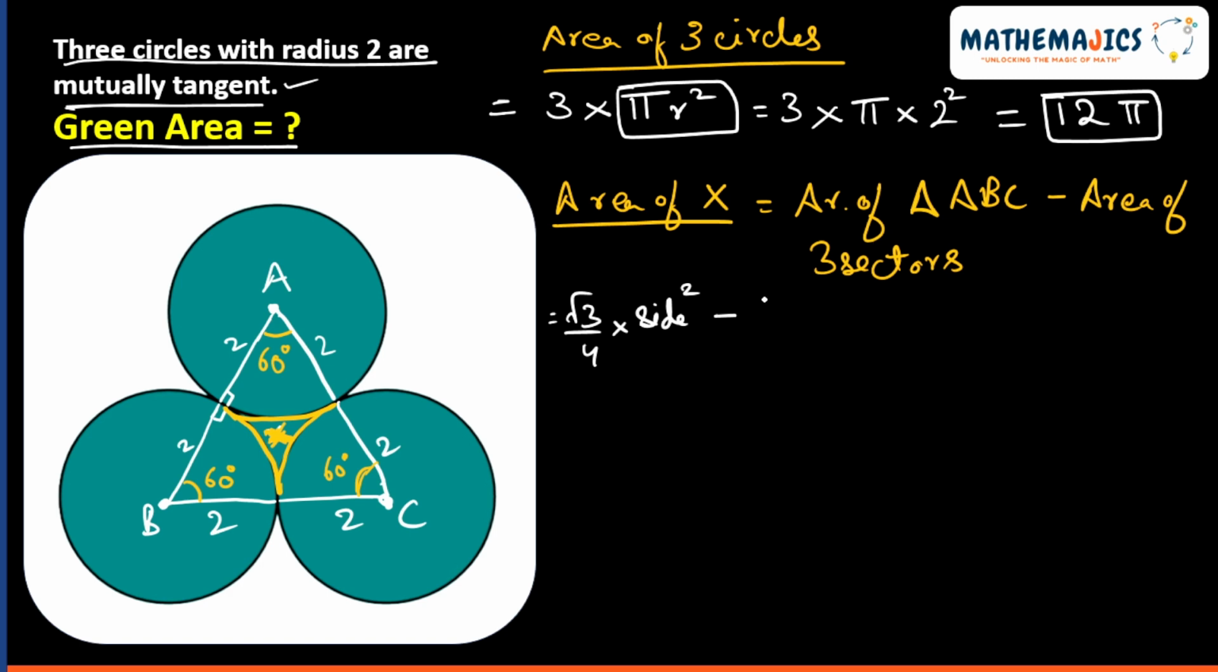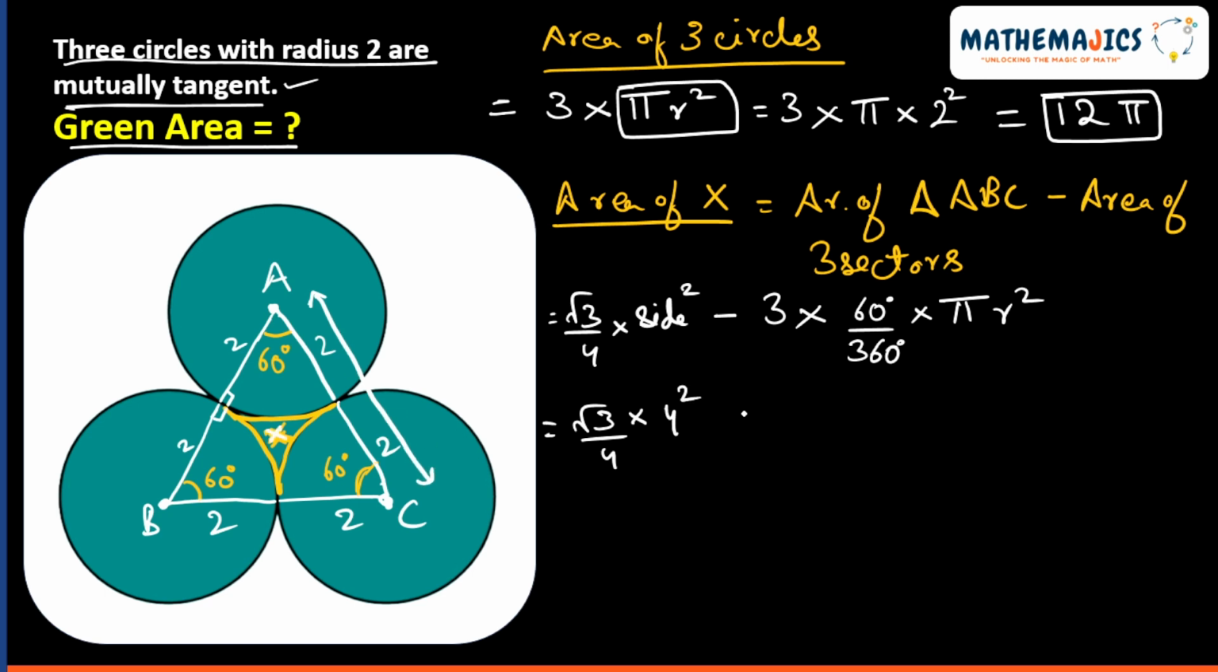So what we can do, we can multiply 3 with the area of one sector. What is the area of one sector in this case? This will be 60 degree, the angle they are forming at the center, upon 360 times pi r square. What is r here? The radius of the sector. So let's substitute the value of side and radius here. Root 3 by 4 into side. What is the side of equilateral triangle in this case? As you can see, the side is total this part, 2 plus 2, 4.